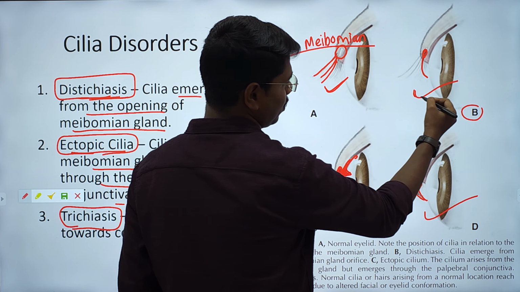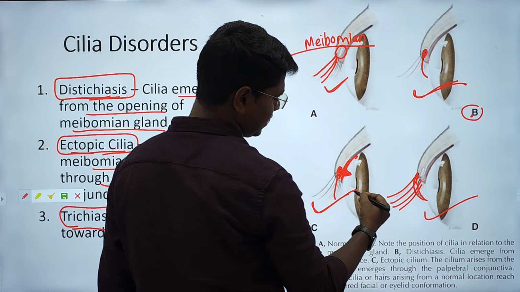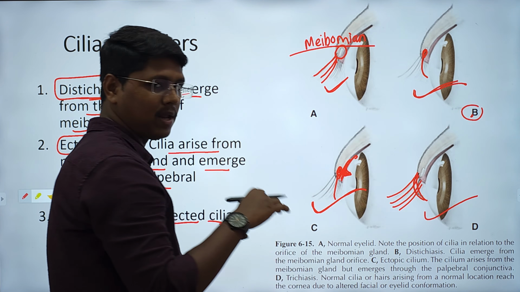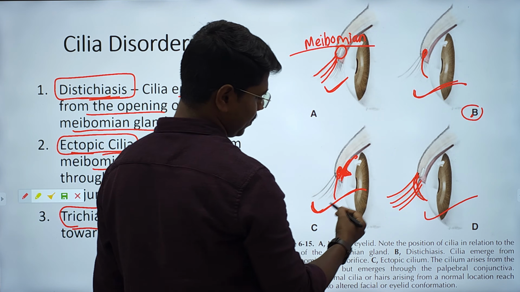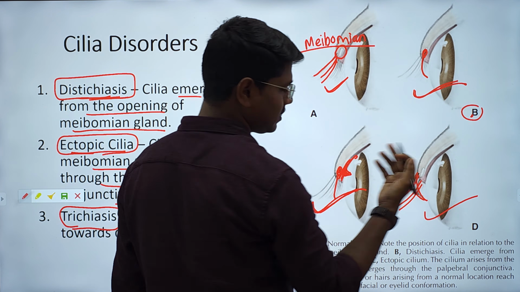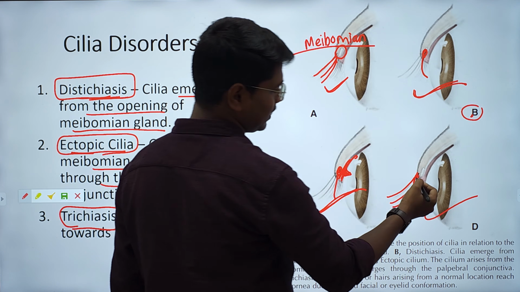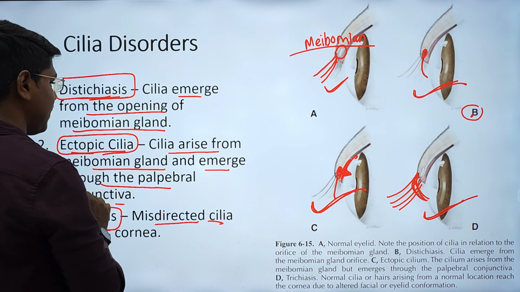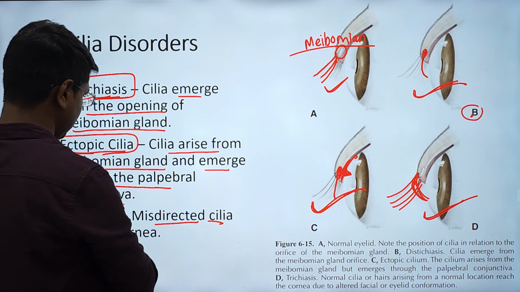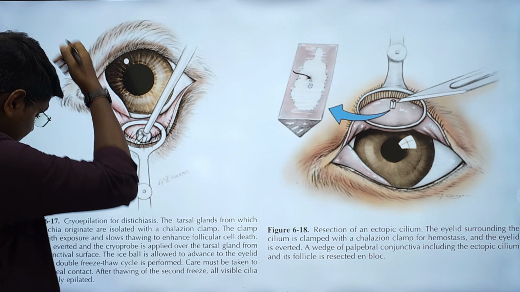Okay, normal is normal. When it opens from the meibomian gland, it is dystrichiasis. When it opens from the abnormal opening from the palpebral conjunctiva, then it is ectopic cilia. When it is normally opening from the hair, but the direction is towards the cornea, this is trichiasis. Okay, so these are the abnormalities of cilia. There are a few surgeries for this. First one is for dystrichiasis.